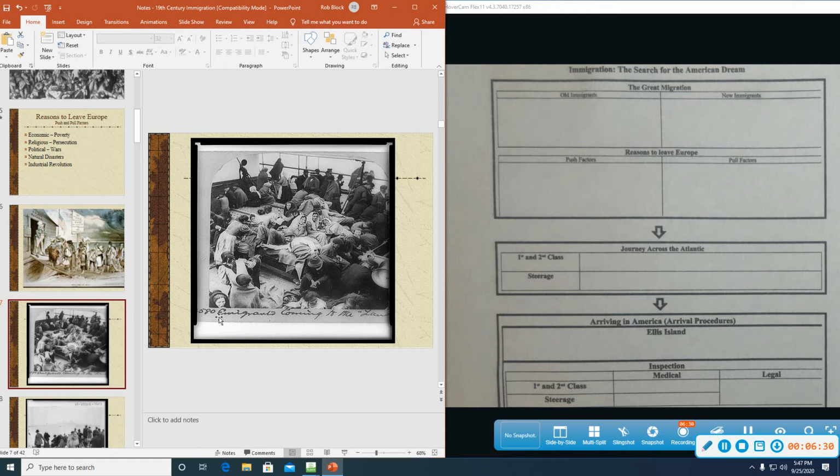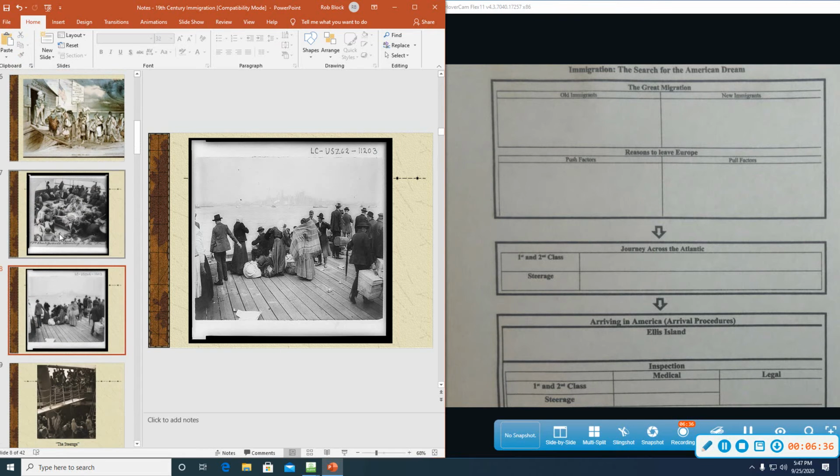Not enter, but coming in. That's spelled with an I. Okay, so that's how you can tell the difference on that. Okay, here are immigrants, and they're apparently on Ellis Island. You can see New York in the distance.